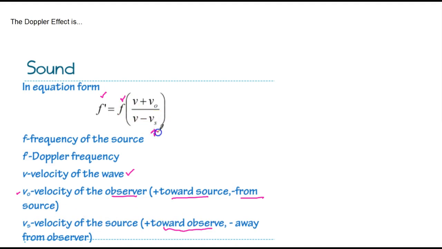Okay, if this is positive, then that negative stays negative. The Vs, velocity of the source, is negative if it's moving away from the observer. And so if this is negative, then it would make that negative a positive. Two negatives would make a positive. But it's not what is that sign, it is what is the sign of the velocity of the source.